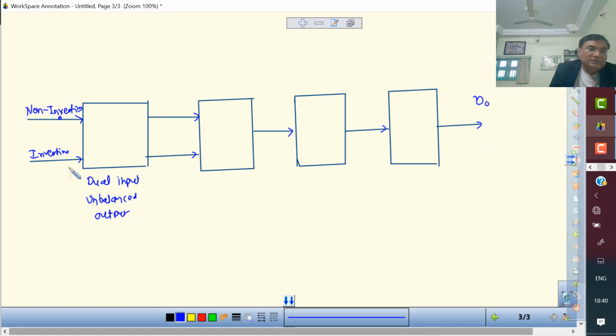Depending on that, sometimes this is called positive, this is called negative. Okay, this is called input stage.